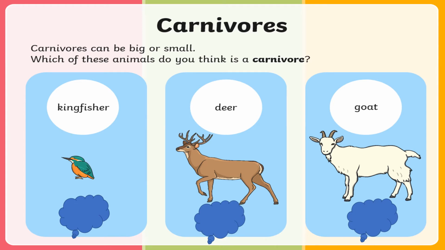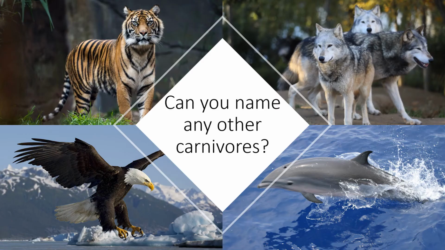Which of these animals on the slide do you think is a carnivore? A kingfisher. That's correct. A kingfisher is a bird and it eats worms and other little bugs to survive, making it a carnivore. With your adult, pause this slide and talk about any other carnivores that you may know.